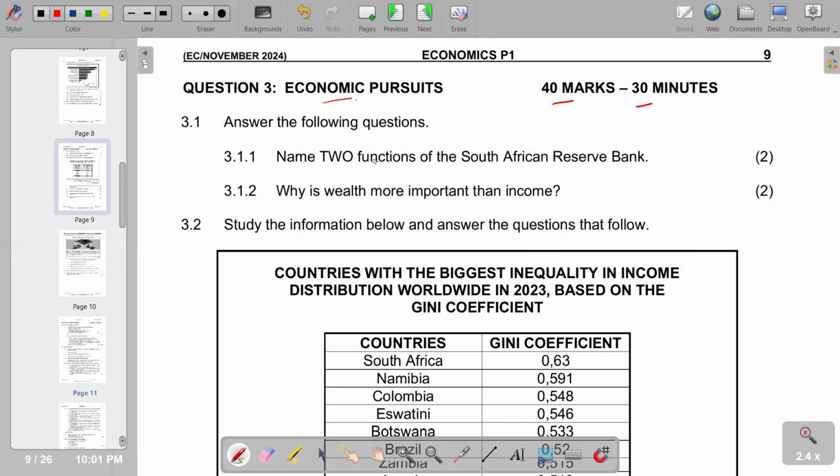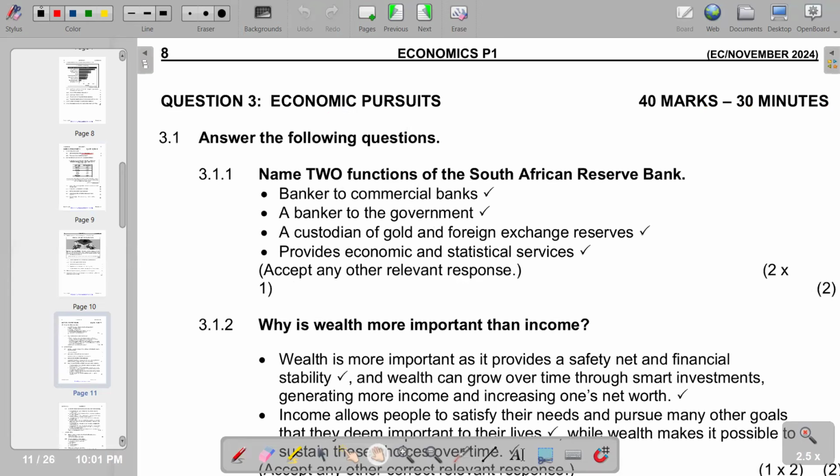So the first question is name two functions of the South African Reserve Bank. And we know that the South African Reserve Bank, which is the SARB, is the banker to all banks. It means all other commercial banks have an account at the South African Reserve Bank, which is the central bank of the country. So also you see that the government also has an account at the South African Reserve Bank as the central bank. So those are some of the functions that you can include. We are saying a banker to commercial banks, a banker to the government, a custodian of gold and foreign exchange reserves, and provides economic and statistical services. So those are the functions that we have.